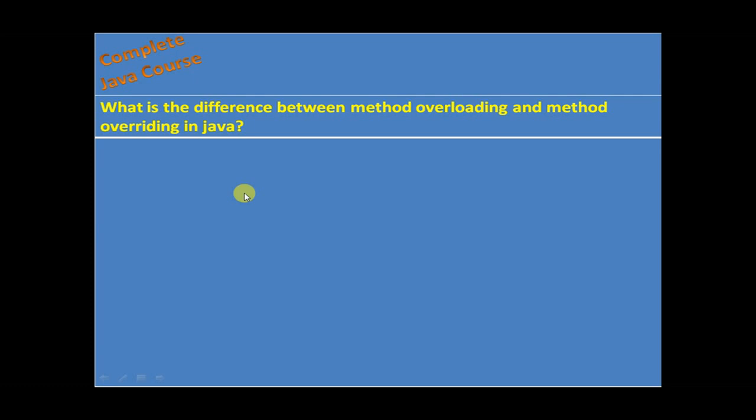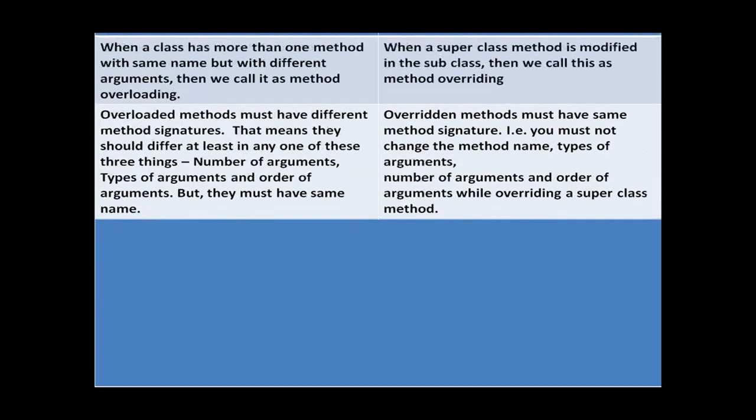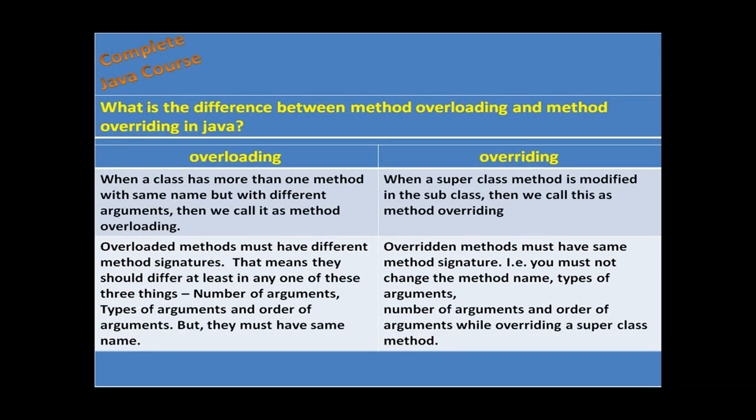Now we will discuss the difference between method overloading and method overriding in Java. When a class has more than one method with the same name but with different arguments, we call it method overloading. When a superclass method is modified in the subclass, we call this method overriding.